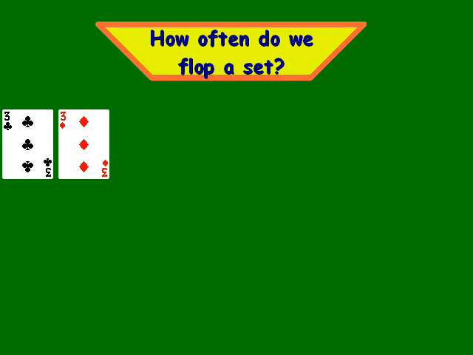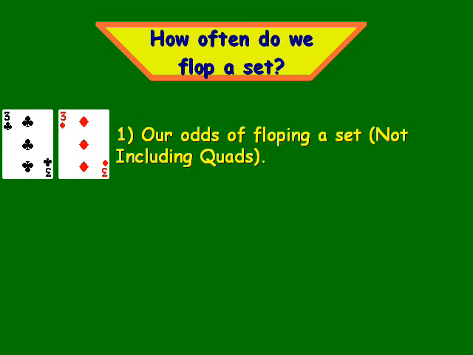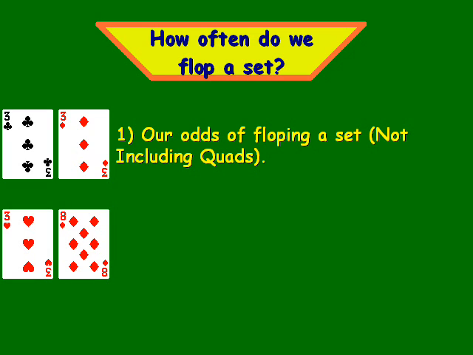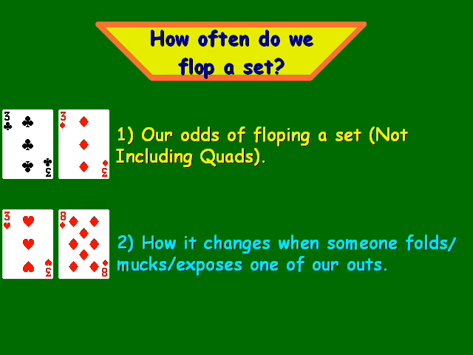To start off, we're going to cover our odds of flopping a set, not including quads, with a hand such as threes. Now we're going to cover the quads component toward the end of the video. And the second component of this video is going to cover how it changes when someone folds, mucks, or exposes one of our outs, such as this 8-3 offsuit hand here, which is very good in blackjack, but not so good in poker.